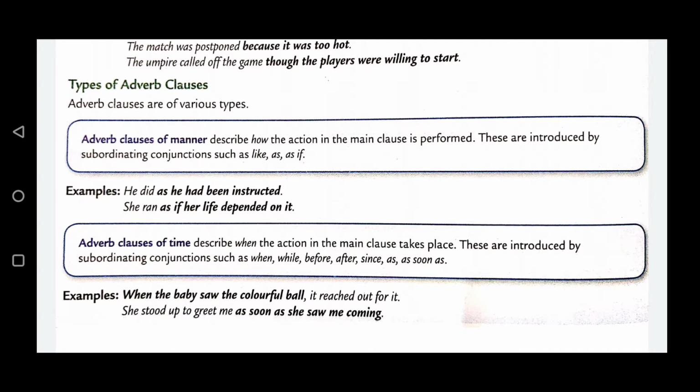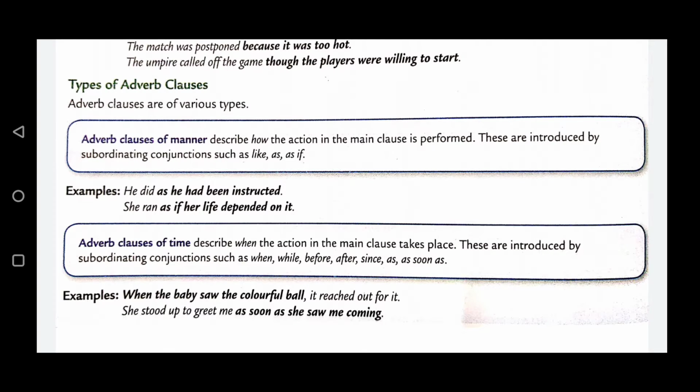Adverb clauses of manner. Now, manner describes how the action is done in the main clause. Right? We ask the question how to the verb or to the action performed. These are introduced by subordinating conjunctions such as like, as if. So it's very simple. If you read a sentence, you come to know that this is an adverb clause of manner because you come to know how the work is done. She did as he had been instructed. How did he do it? As he had been instructed. So we are asking the question how to the verb or main clause.